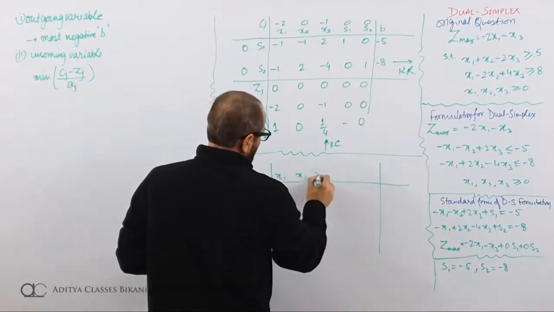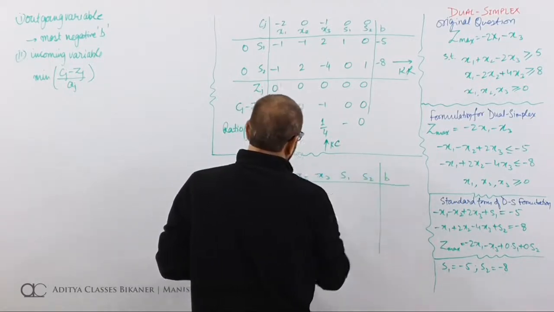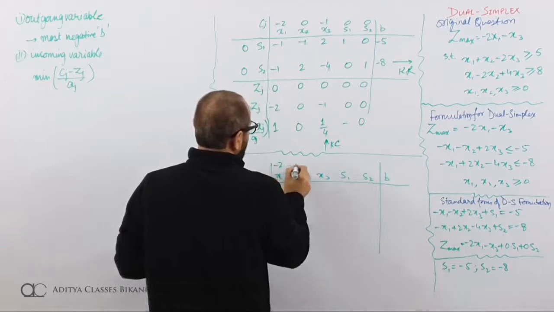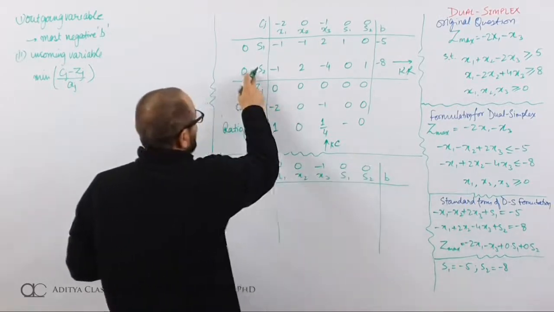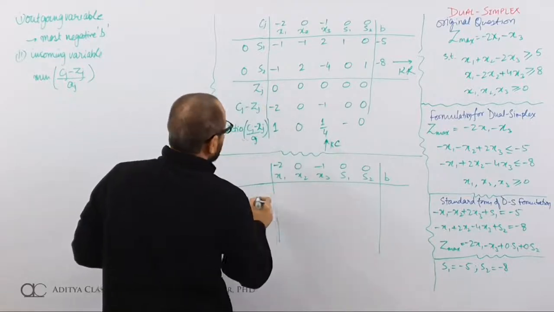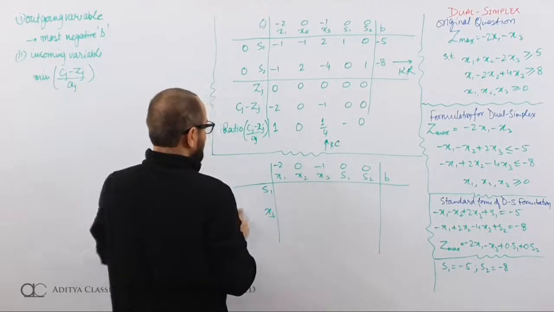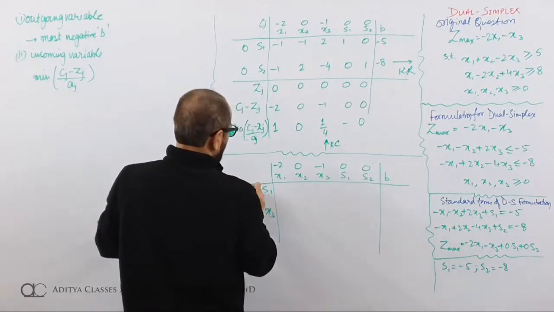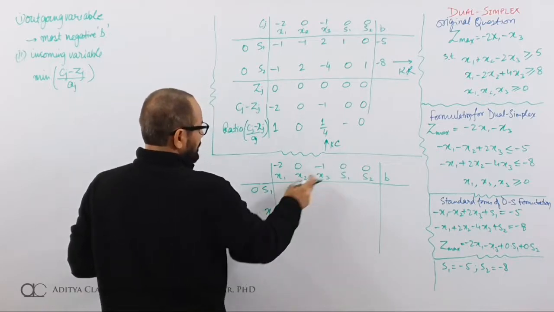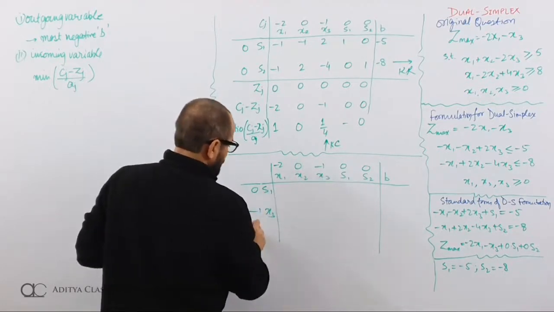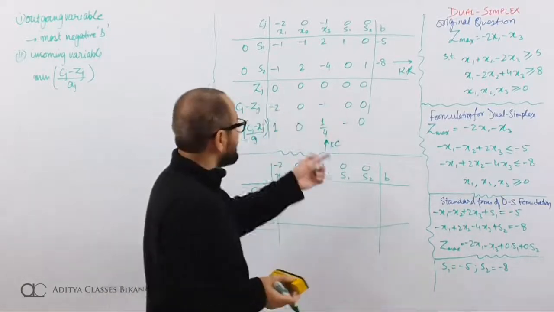x1, x2, x3, s1, s2, b with respective contributions of -2, 0, -1, 0, 0. s2 is being replaced by x3. s1 is here only, but we will be having x3 this time round. s1 is contributing 0, x3 is contributing -1. And next, let us transfer these rows.